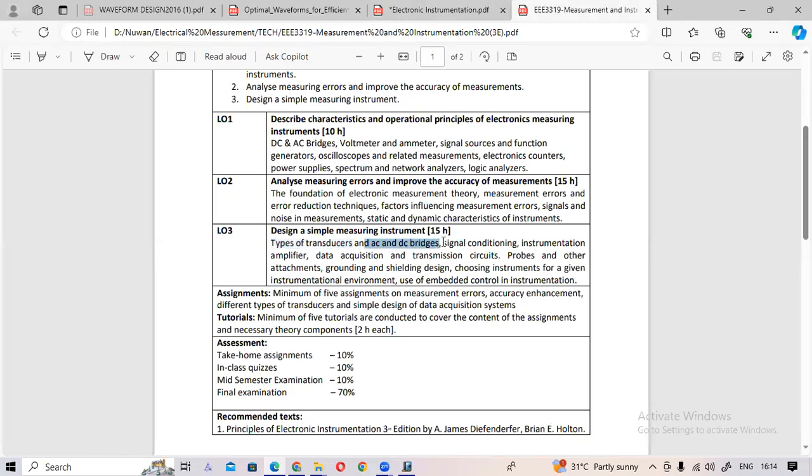AC and DC which we already discussed. Okay. Now signal conditioning. What is signal conditioning? What is signal conditioning? You know this. Conditioning means what? So you learn this. Okay. You learn many. You learn different types of signal conditioning circuits. What are they? What is signal conditioning?